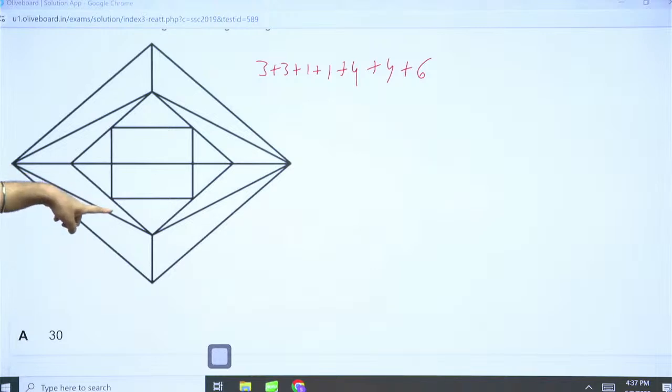I counted this. Okay. I counted this. All these triangles have already been counted. What else are we missing? Anybody who has done it?